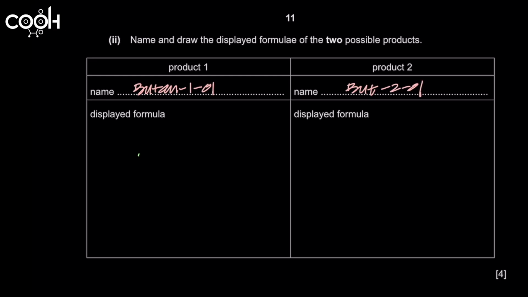So let's draw this down. Butan-1-ol means that you show the OH on the first carbon. That's the OH. Please, in the displayed formula, show all the bonds, O bonded to H, all the bonds. And here again, 1, 2, 3, 4, and butan-2-ol. So the OH should now be on the second carbon.